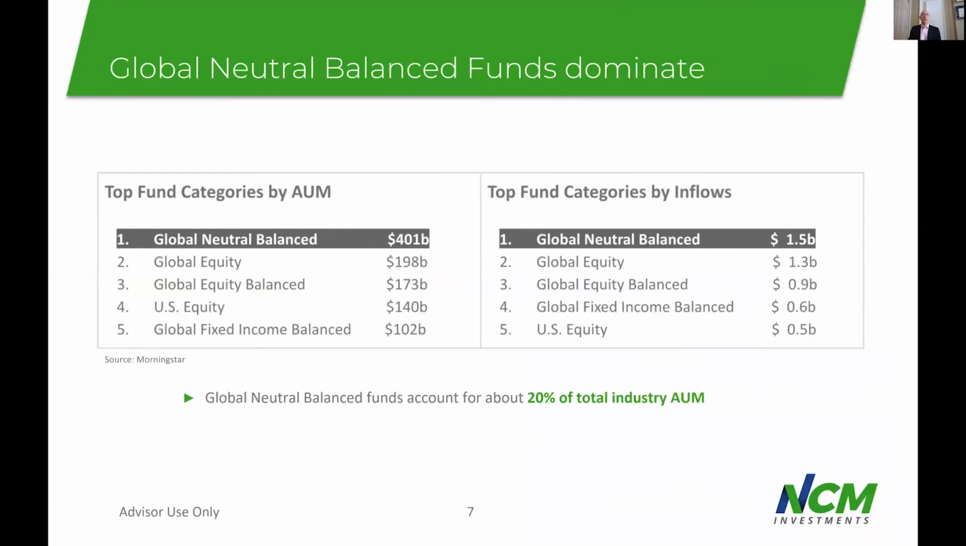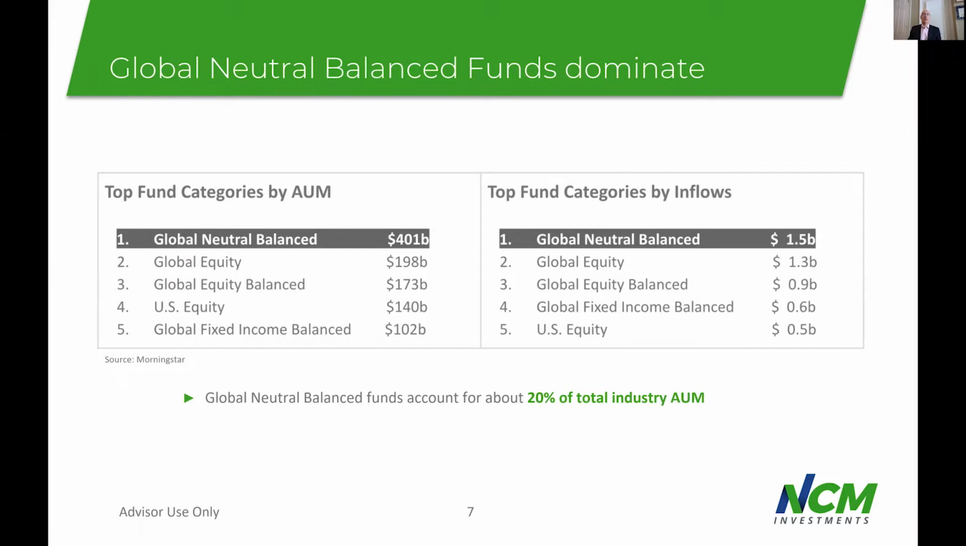So the marketplace is heavily dominated by the global neutral balanced category. It's 2 times the size of the next largest category, which is global equity. You can see that on the left-hand side of this slide.